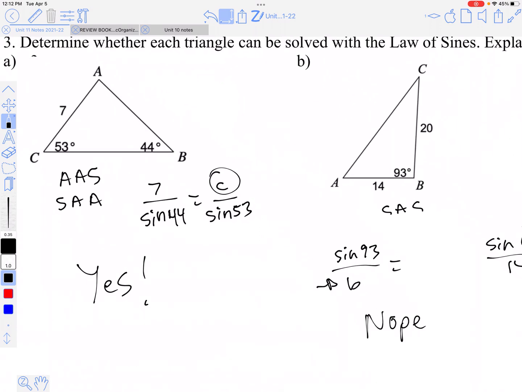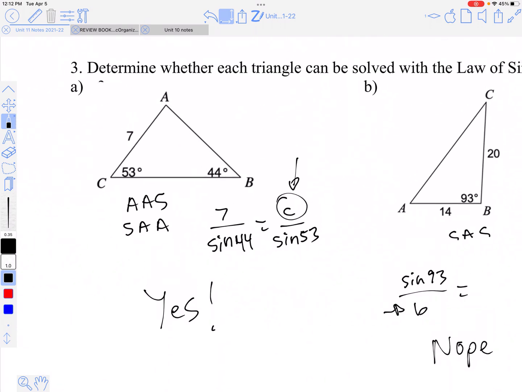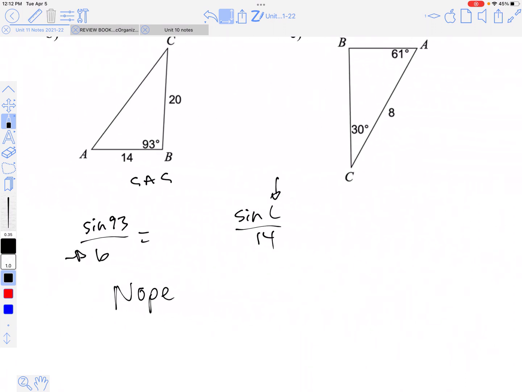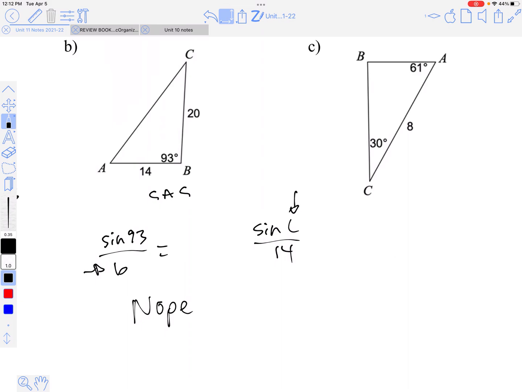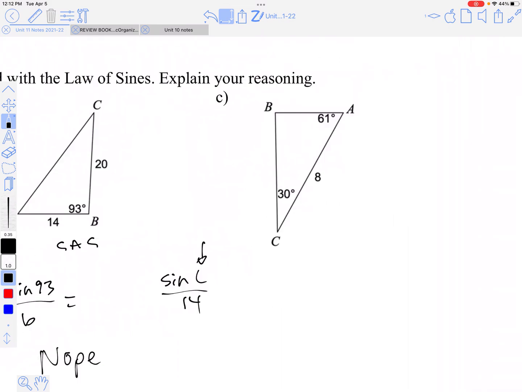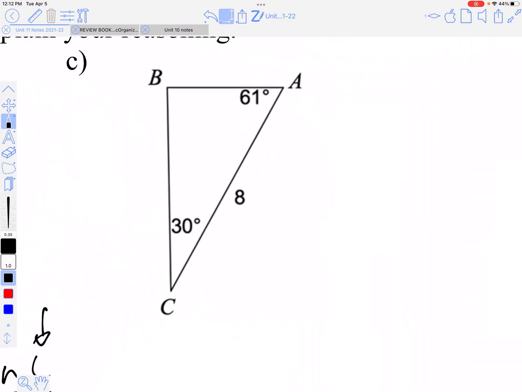Okay, so notice we're able to create this so we only had 1 unknown, so it worked when we had angle, angle, side, or side, angle, angle. Side, angle, side will not work. It will not. Okay, here we have angle, angle, side, angle. Or if you go this way, we have angle, side, angle, which is the same thing.